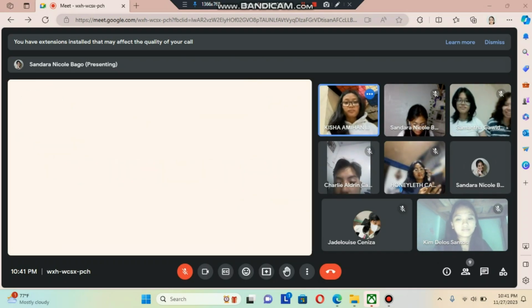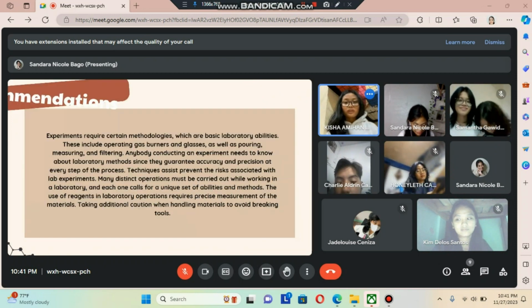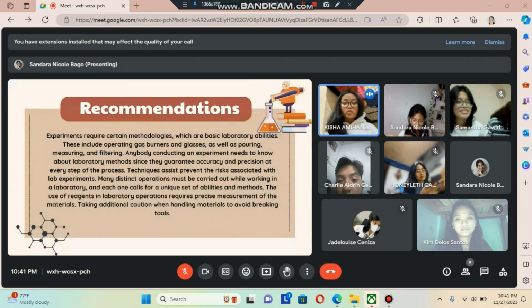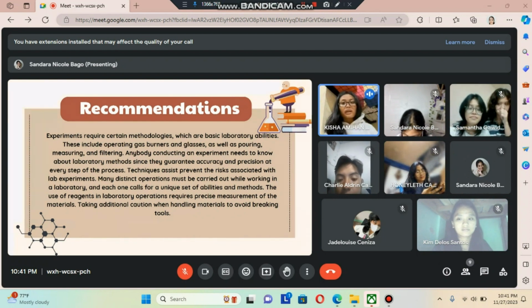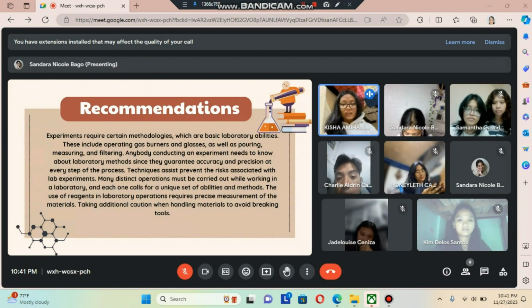Recommendation. Experiments require certain methodologies, which are basic laboratory abilities. These include operating gas burners and glassware, as well as pouring, measuring, and filtering. Anybody conducting an experiment needs to know about laboratory methods since they guarantee accuracy and precision at every step of the process. Techniques assist in preventing the risks associated with lab experiments.